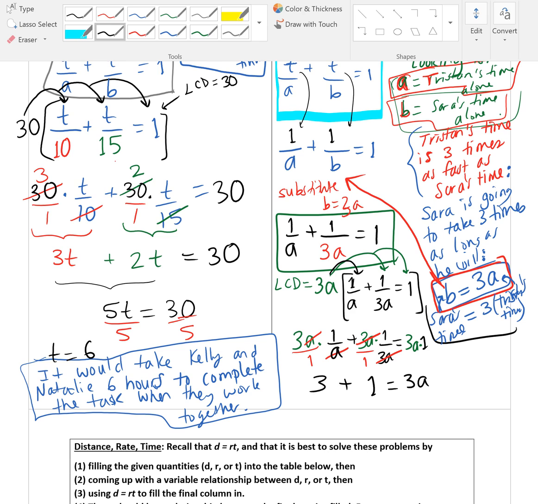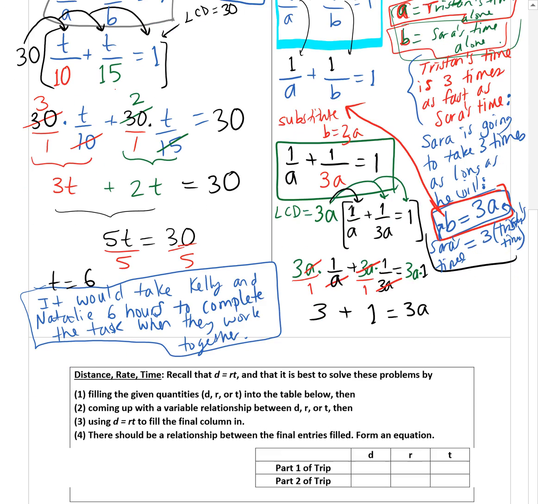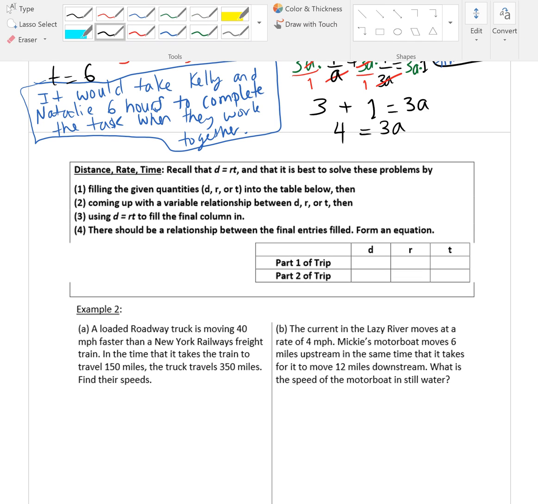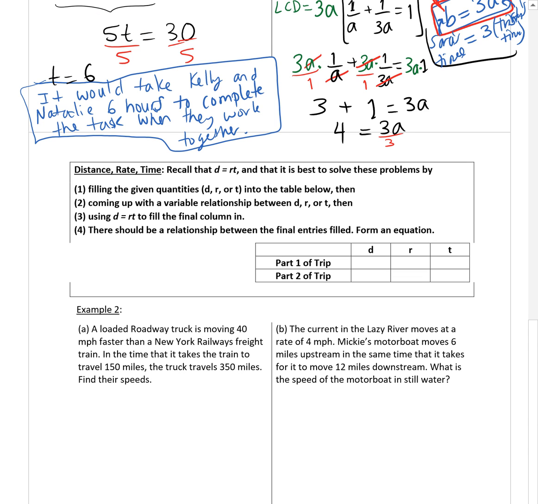There we go. And then on the left side, you see that there are like terms, 3 and 1. You can add those together. That's going to make 4 equals 3A. Alright, now we can solve it by dividing by 3. And that should be good. A is 4/3. And this is where I forget what A stood for, but above I wrote that that's Tristan's time. 4/3 of an hour for Tristan.